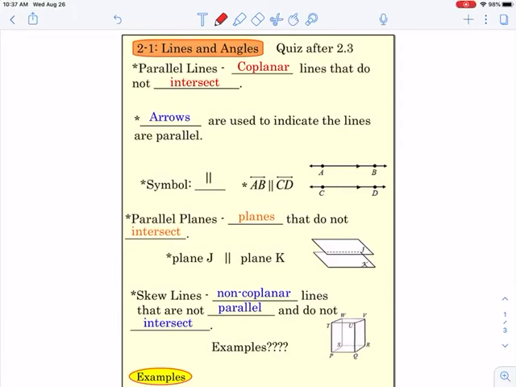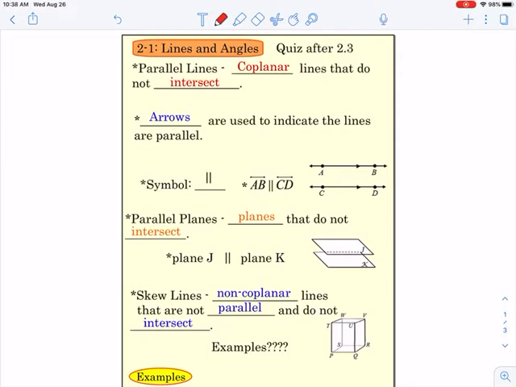Okay, so today we're going to start talking about chapter 2, and the first section of chapter 2 is all about lines and angles, and there is going to be a quiz after the third section in this chapter. Again, this first lesson is going to be a lot of definitions, and then as we move further into the chapter, it's going to become more about equations and things along those lines.